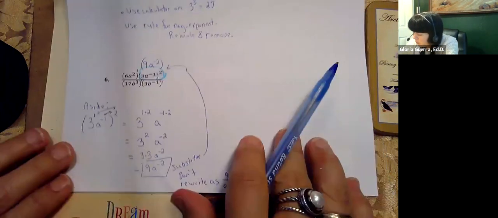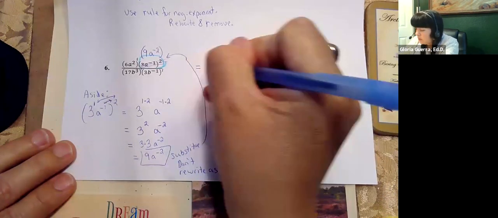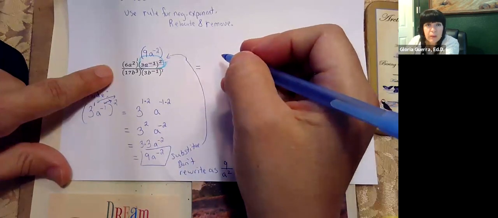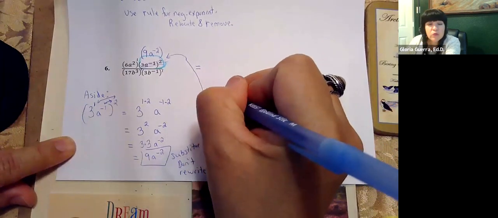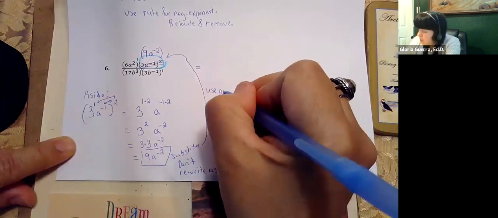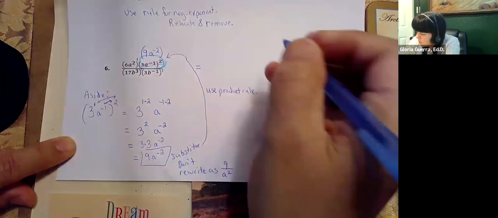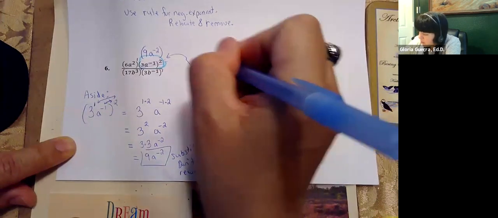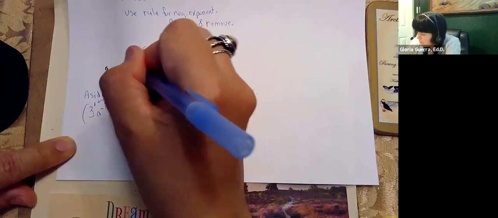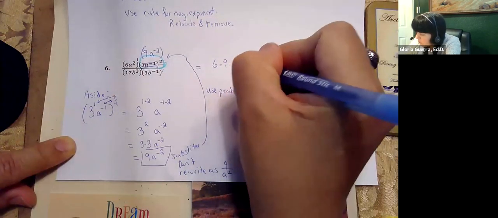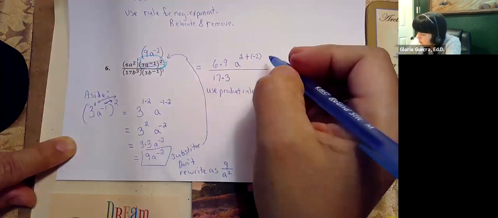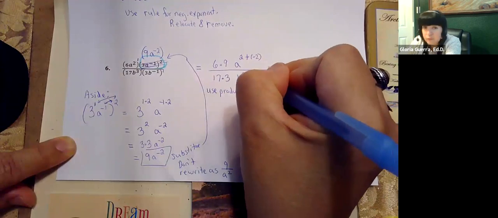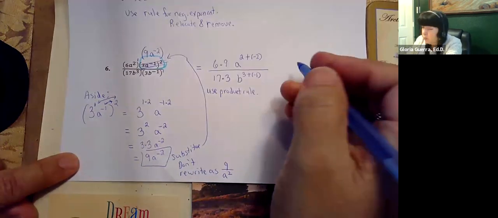So then now, when I come over here, now when I see this, I'm going to multiply my coefficients. So now in 12.1, I'm basically using the product rule. That's what I'm doing. So I'm doing 6 times 9, because remember we scratched this off. So I'm looking at 6 times 9. And then on the A, I'm doing 2 plus negative 2. And on the bottom, I'm doing 17 times 3. And then on the B, I'm doing 3 plus negative 1. Okay, so I am using the product rule for that.